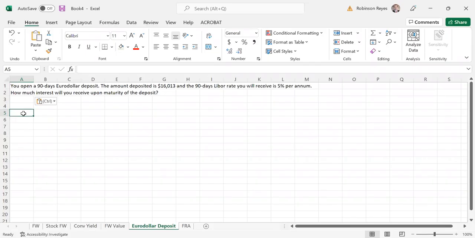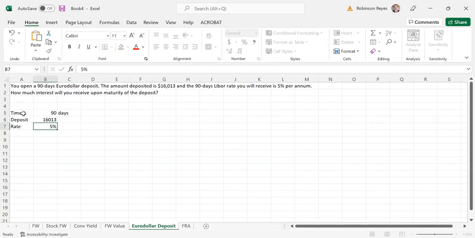Let's just type all of the variables we are being given here. We are opening a 90 days euro-dollar deposit, so time is 90 days. Next, the amount deposited is 16,013, and the rate is 5%. So actually, this is very straightforward, very simple.